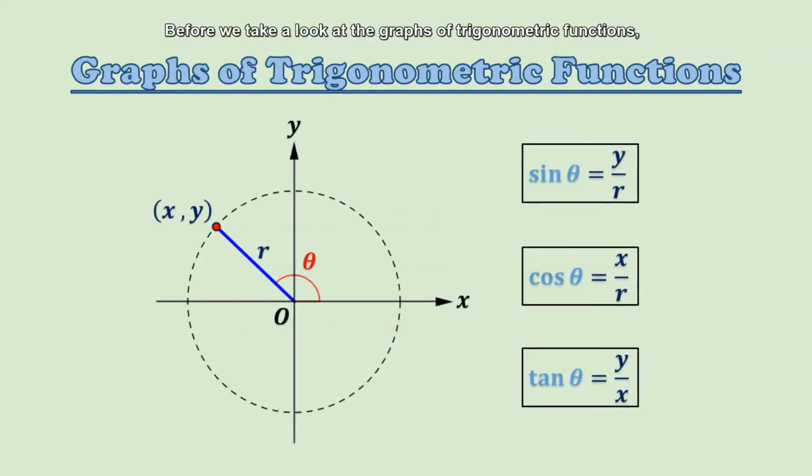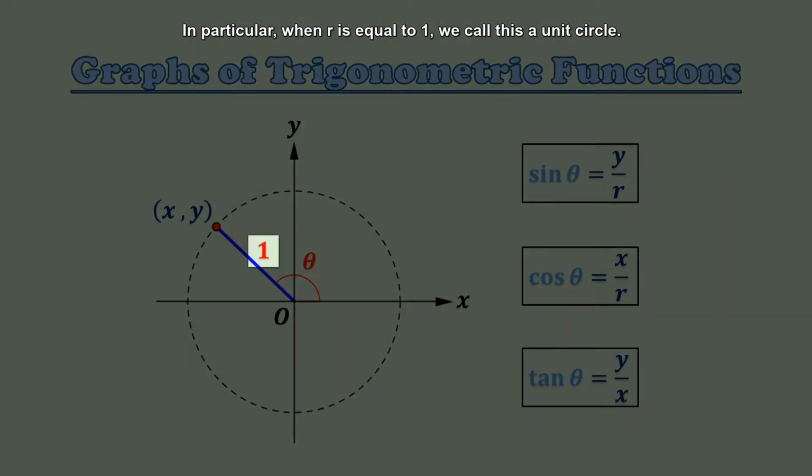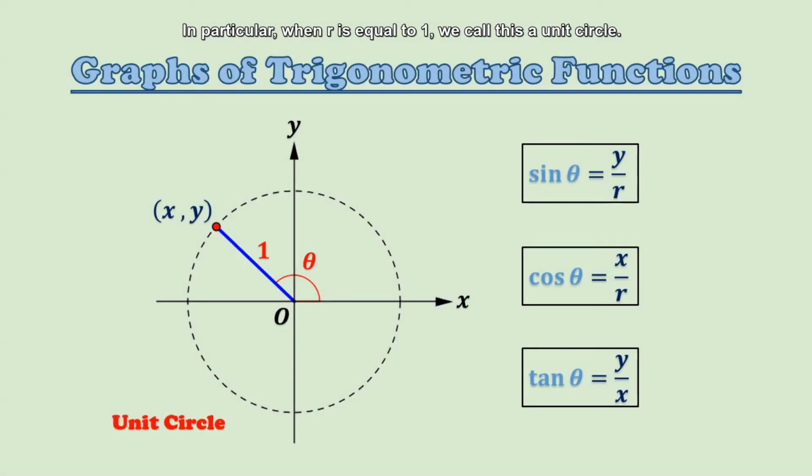Before we take a look at the graphs of trigonometric functions, let's come back to the definitions of sine, cosine, and tangent. We have learned that sine theta is equal to the y-coordinate over r, cosine theta is the x-coordinate over r, and tangent theta is the y-coordinate over the x-coordinate. In particular, when r is equal to 1, we call this a unit circle.